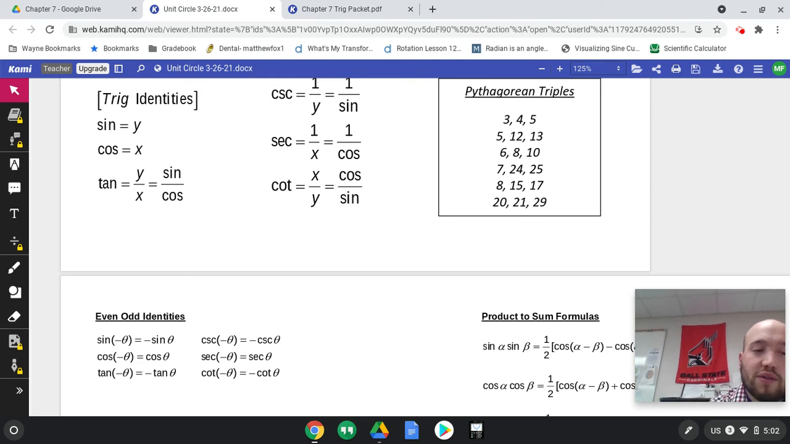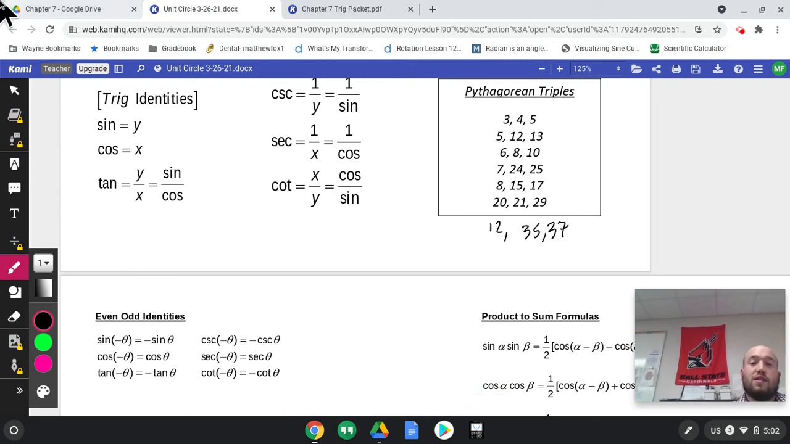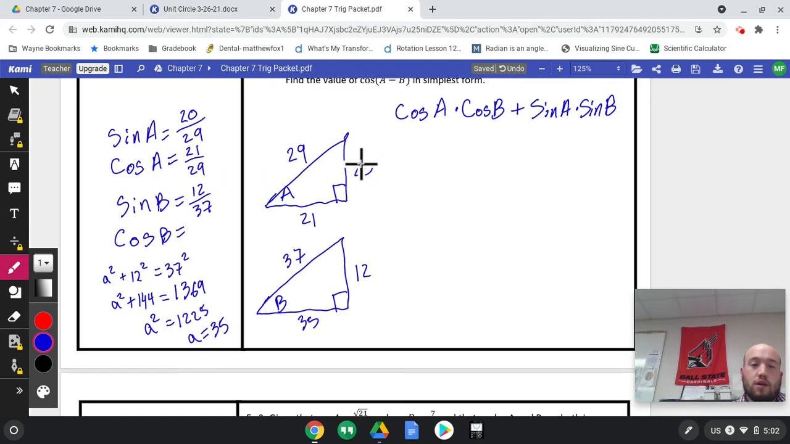Oops, got to put the pencil on. We could add 35, 37 to our list. If you don't want to do that, you don't have to, but then next time if you get some of those numbers, that'll be there for you. Okay, so now we can fill that in, 35 over 37 for cosine B.